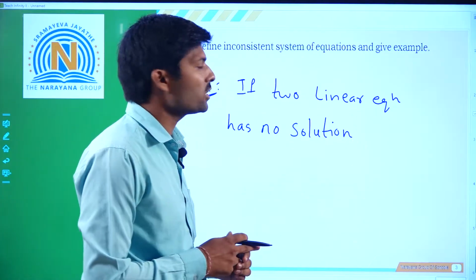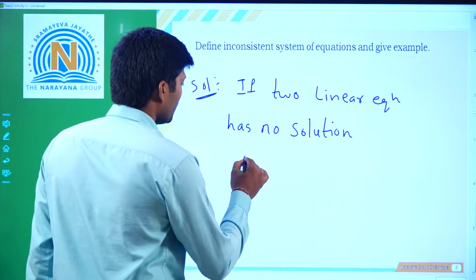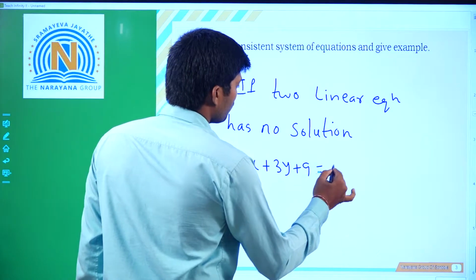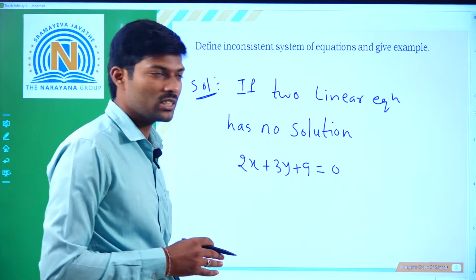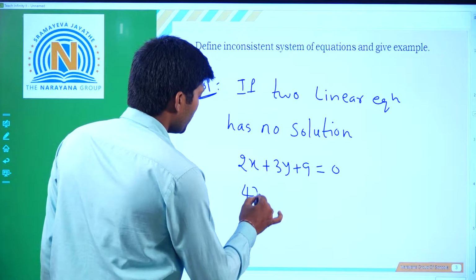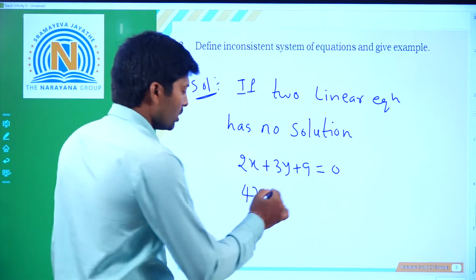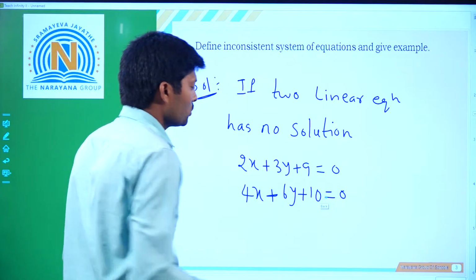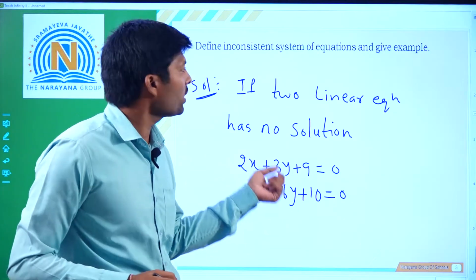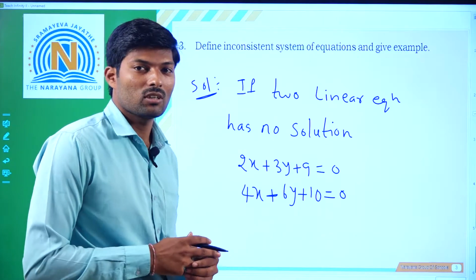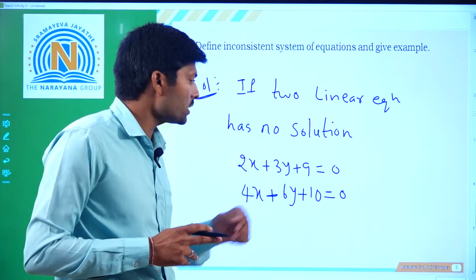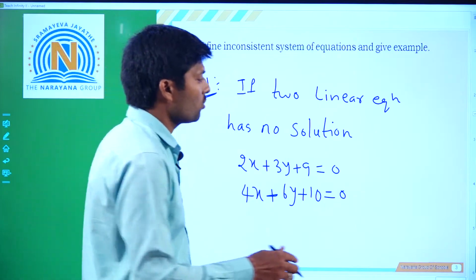We will give one example for that: 2x + 3y + 9 = 0 and 4x + 6y + 10 = 0. This we can take as one good example for an inconsistent system of equations, because these two linear equations in two variables have no solutions. Let us go for the next one.